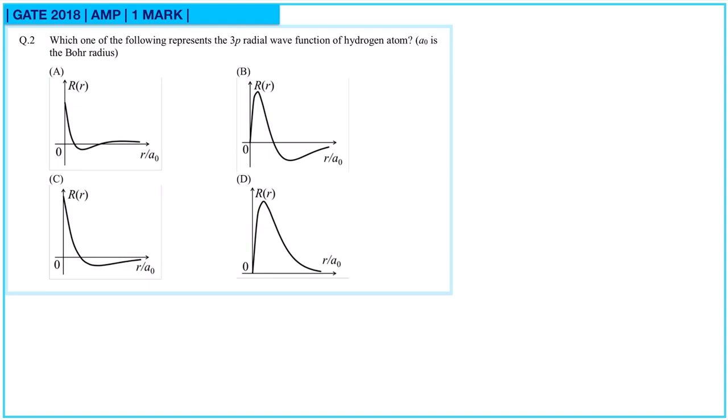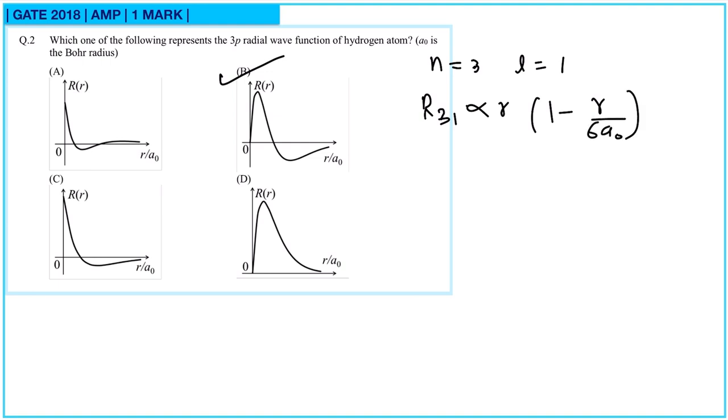Question number 2. Which of the following represents the 3p radial wave function of hydrogen atom? A0 is the Bohr radius. 3p means n is 3 and p means l is 1, so this is R31. You can go through any standard book and you will see that option B is the correct one for 3p. R31 is proportional to r(1 minus r upon 6 A0) e raised to minus r by 3 A0.